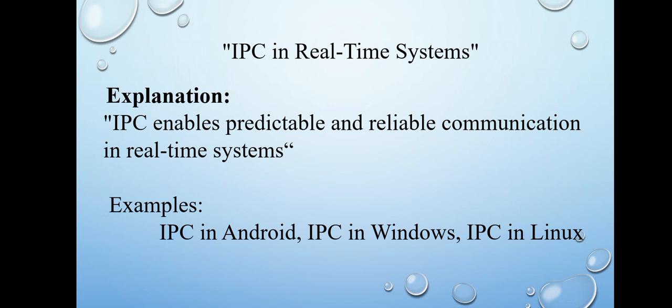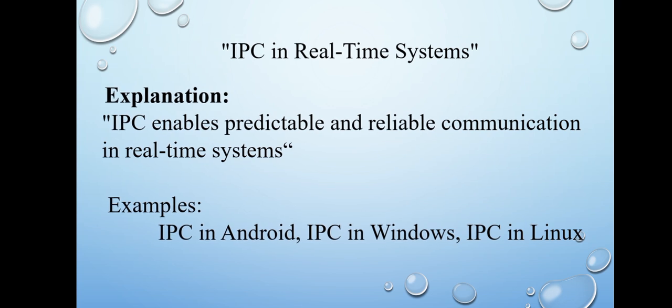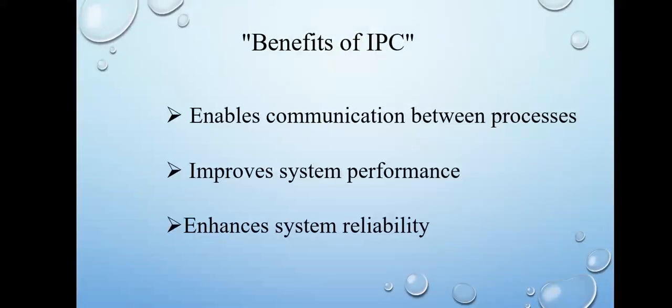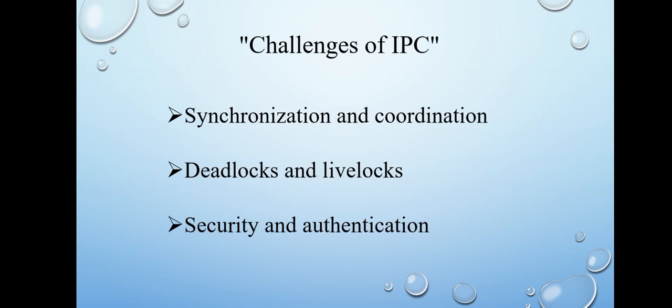Real-time systems in interprocess communication are predictable and reliable. Real-world applications of IPC are web browsers using multiple processes, multiplayer gaming communication, and cloud computing services. The benefits of interprocess communication are that it enables communication between processes, improves system performance, and enhances system reliability. The challenges of interprocess communication are synchronization and coordination, deadlocks and livelocks, and security and authentication.